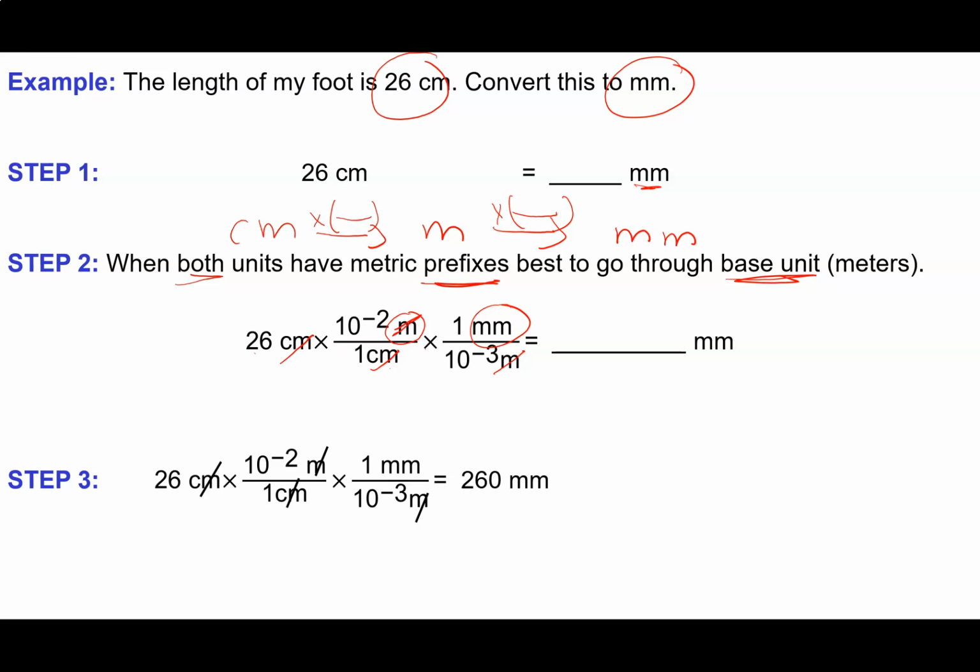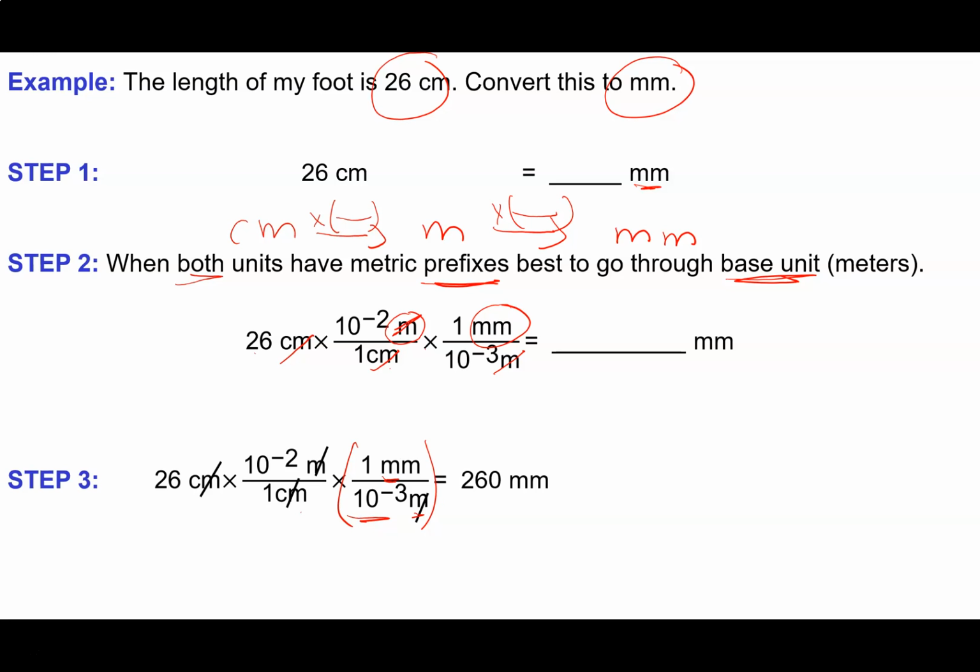At this point, I'm checking all my units before I put anything into my calculator. And so now I can go ahead and put it into my calculator. 26 centimeters times 10 to the minus 2 meters per 1 centimeter times 1 millimeter per 10 to the minus 3 meters. You see that within your conversion factor, your unit, if it has an extra letter, it doesn't get a power of 10. If it doesn't have an extra letter, it gets the power of 10.